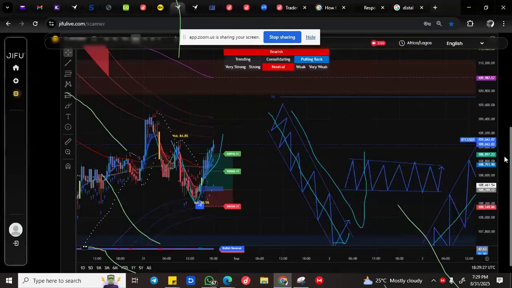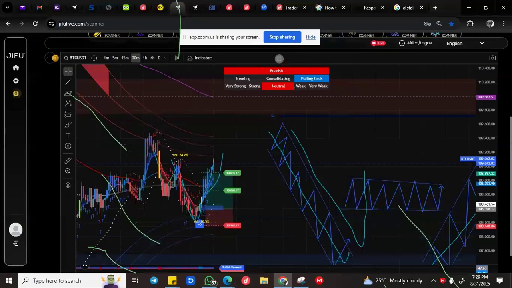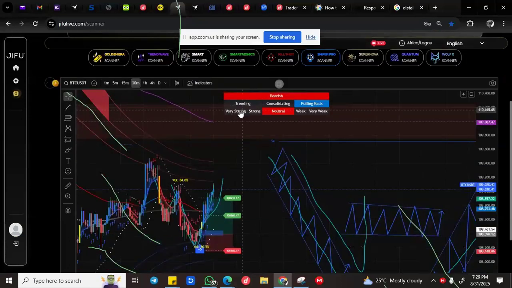So now, if you're getting a bearish pulling back, very strong. No, not very strong. It's bearish, but it is not trending. Neither is it consolidating. It's pulling back, and that bearish is not very strong. It's not strong. It's just neutral. It's just there. Sometimes you see it weak.